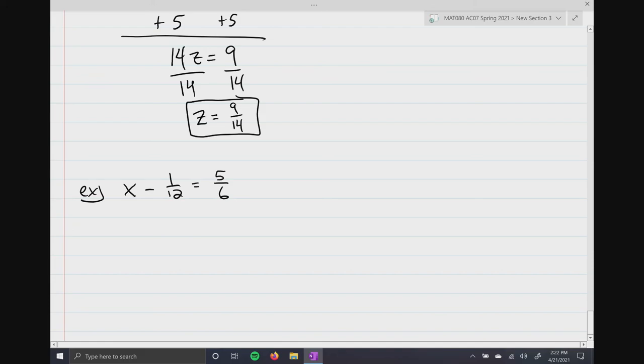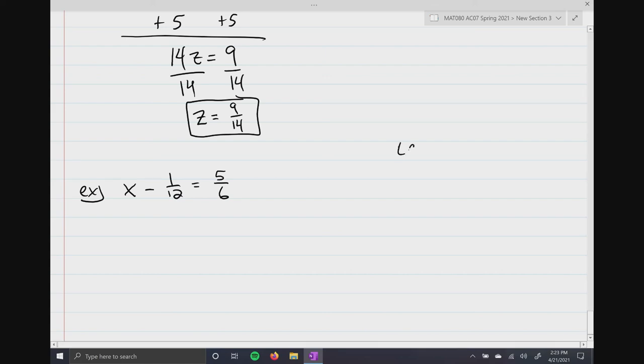All right, so x minus 1/12 equals 5/6. Now, here's an example where we have fractions. We know we need to get rid of those denominators. However, the denominators are totally different. One's a 12, the other is a 6. So we need to find the LCD for this.